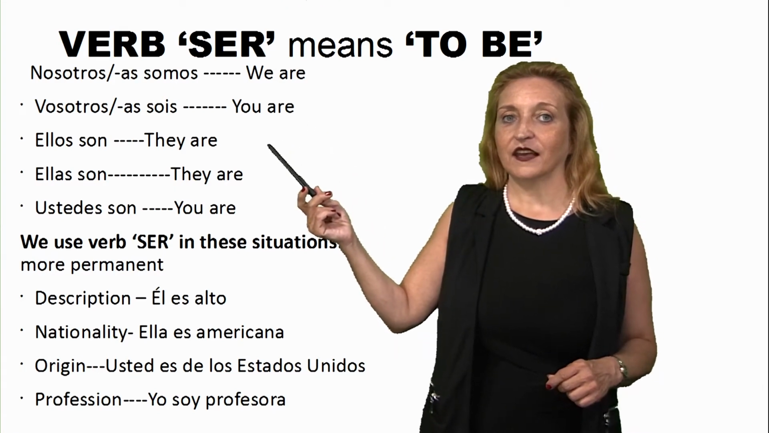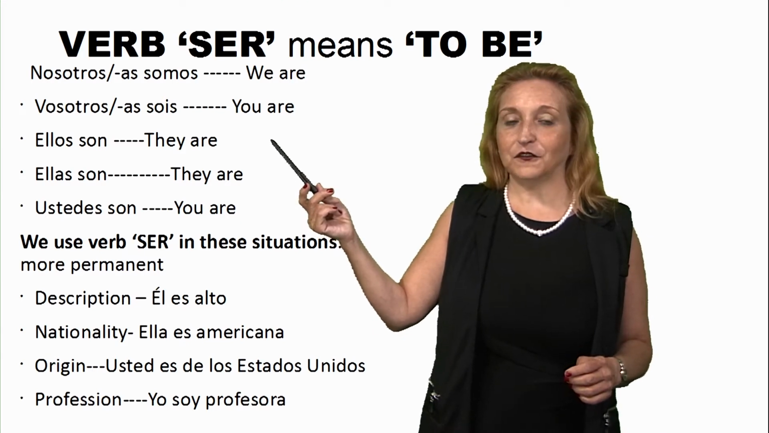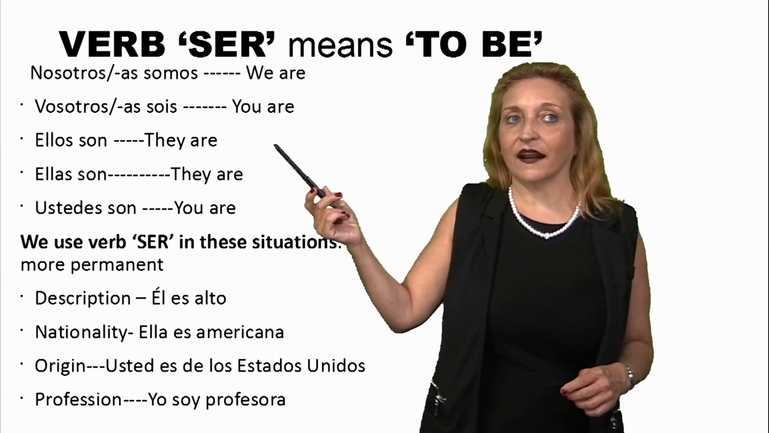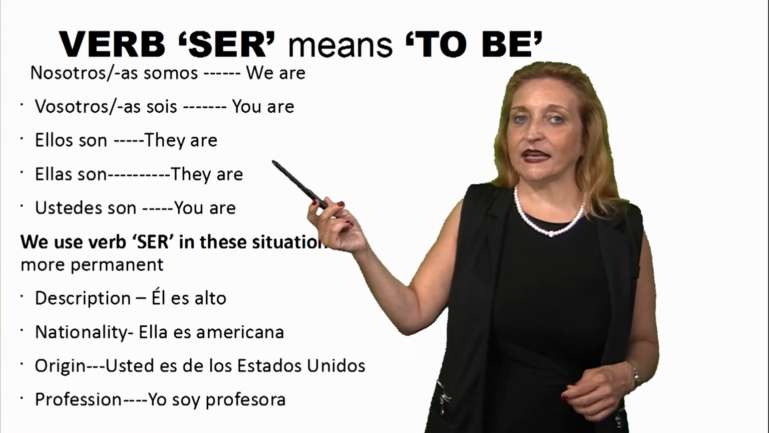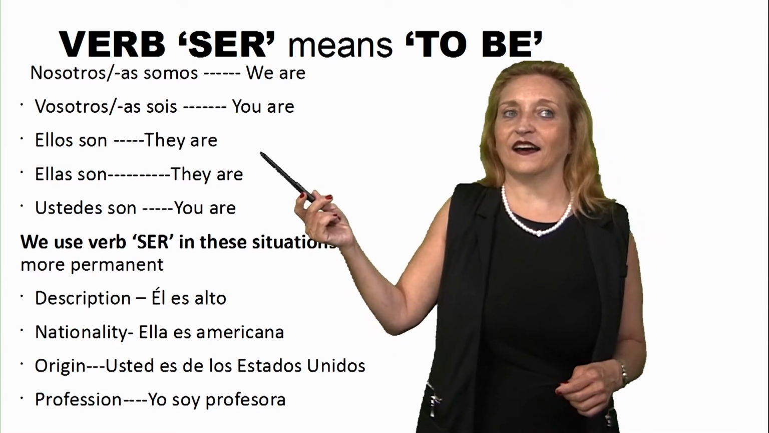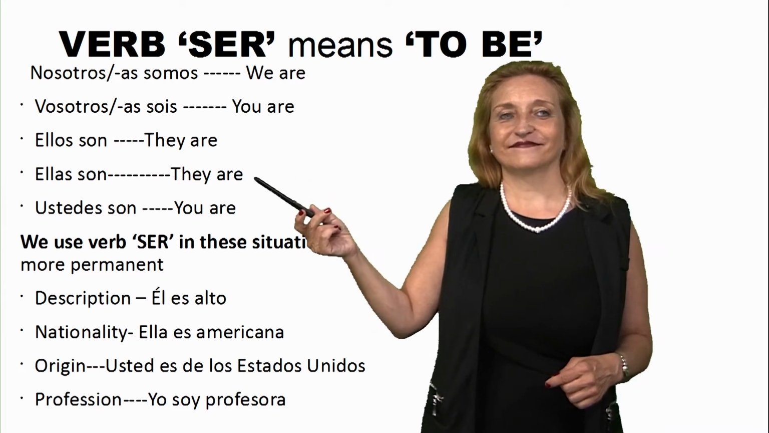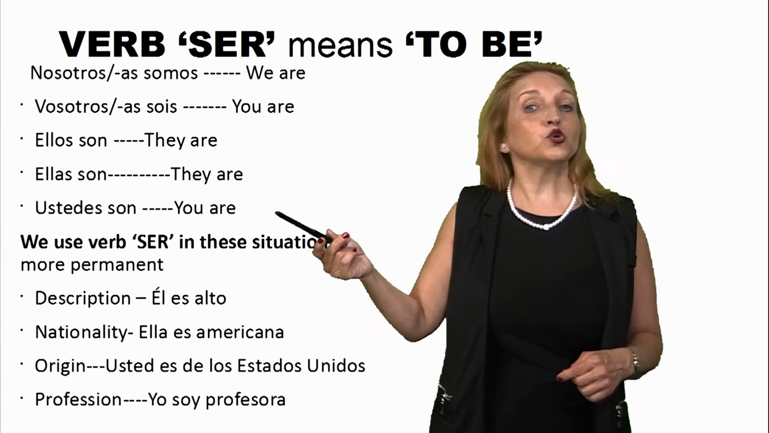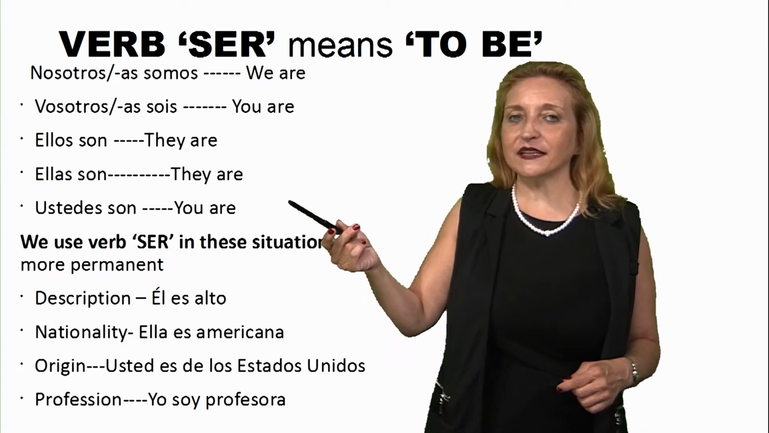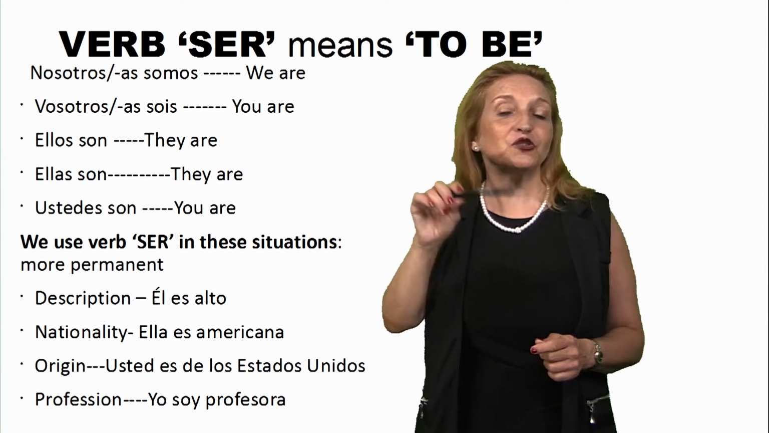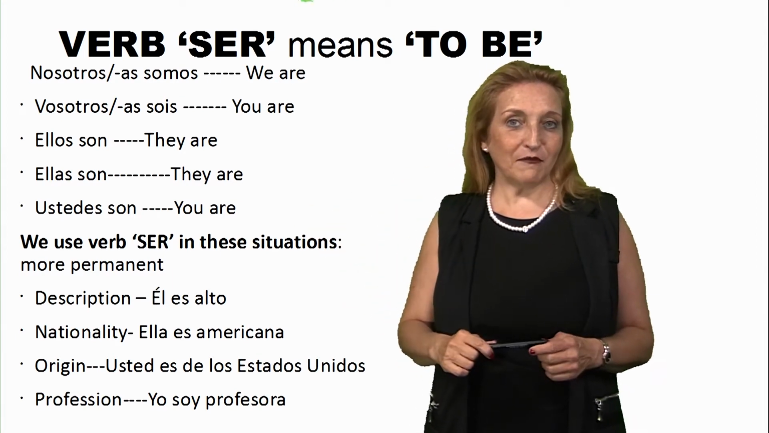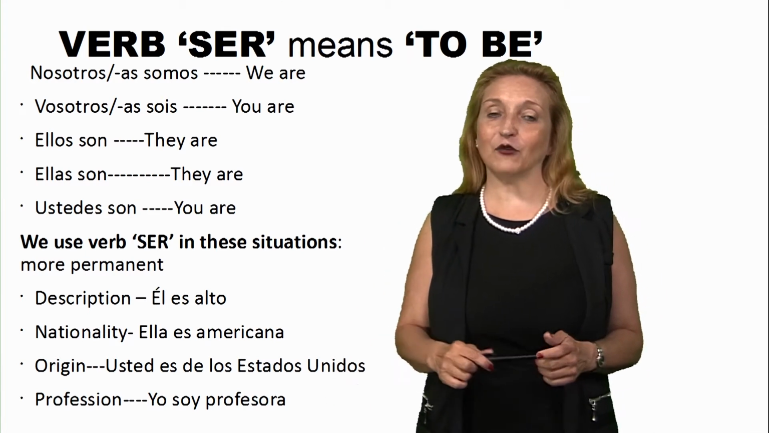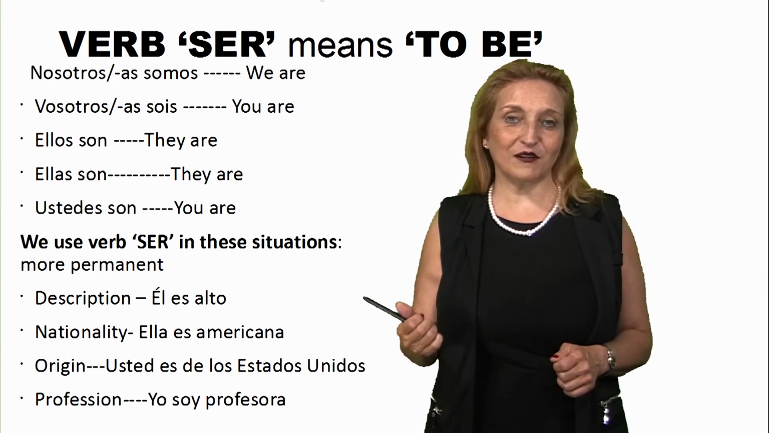Ellos son. Ellos is they for males, for men, in plural. Ellos son, they are. Ellas son. Ellas is for women in plural, and ellas son, they are. And the last one, ustedes son. Ustedes son, remember as well, because ustedes son is you are, ustedes is you. You remember? It's very important. Ustedes is you when it is formal and when it is plural. It's very important you remember this.